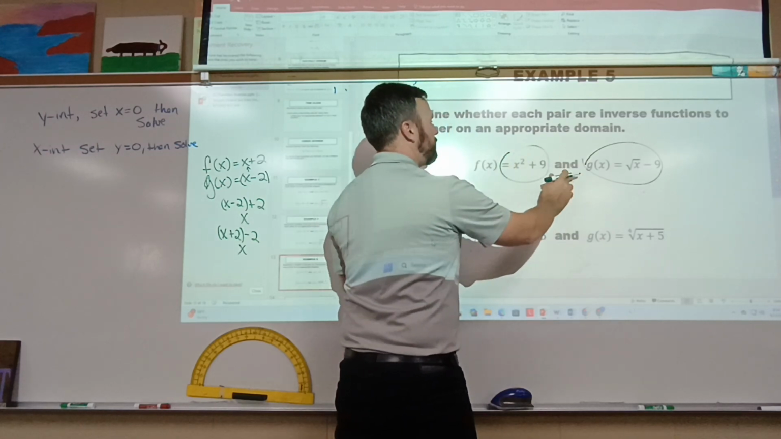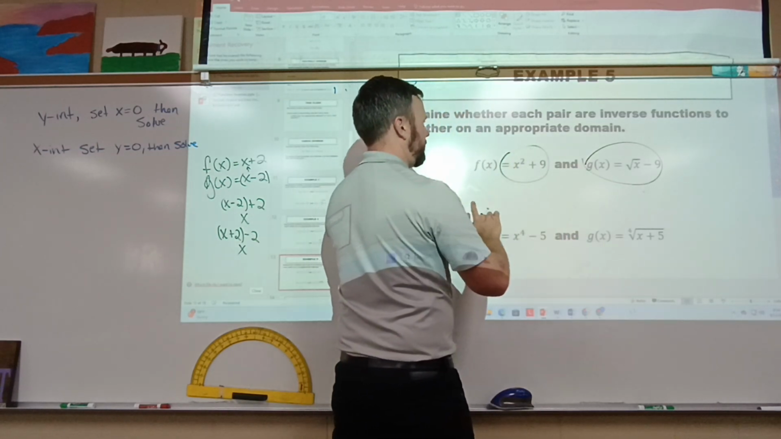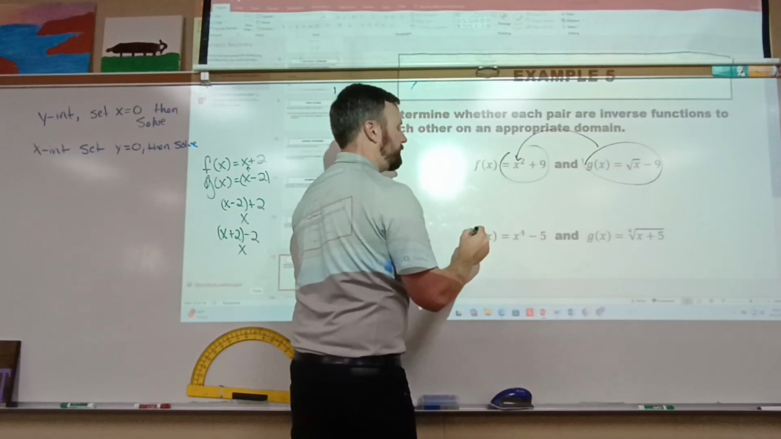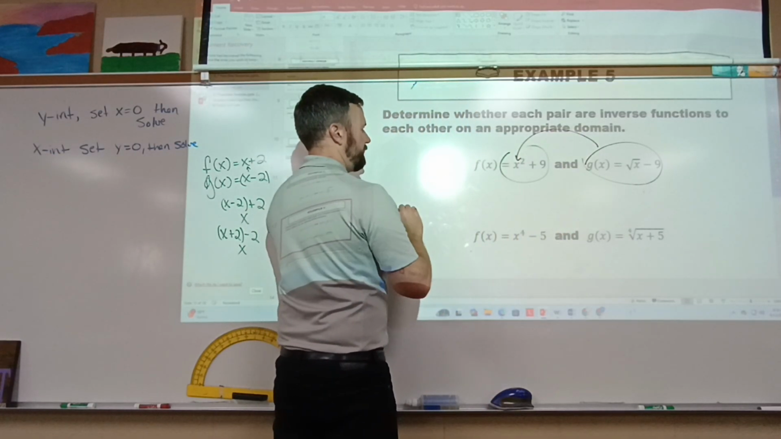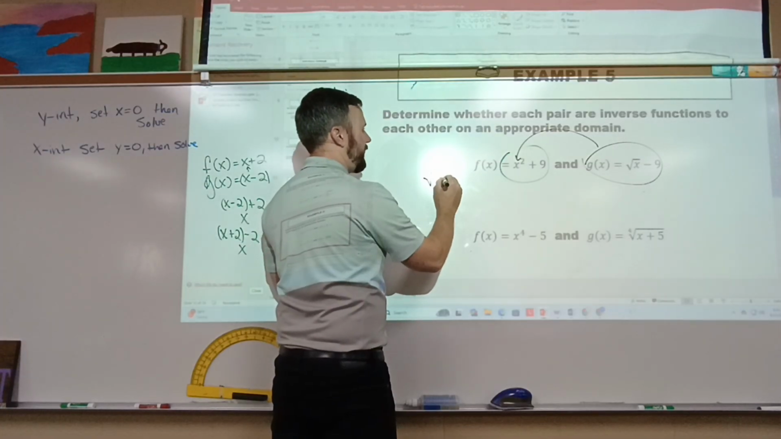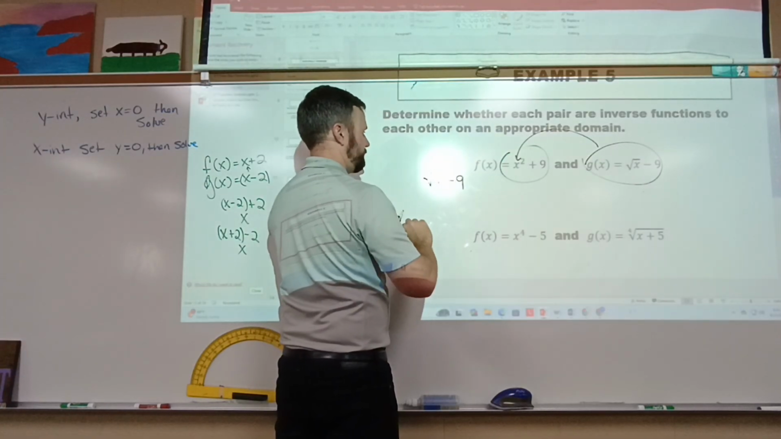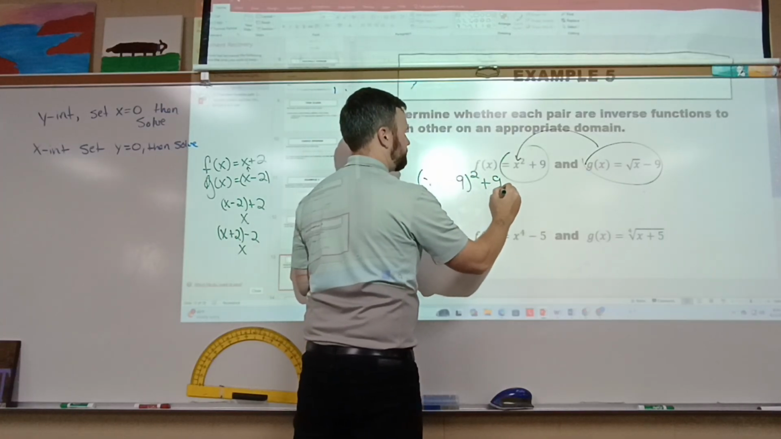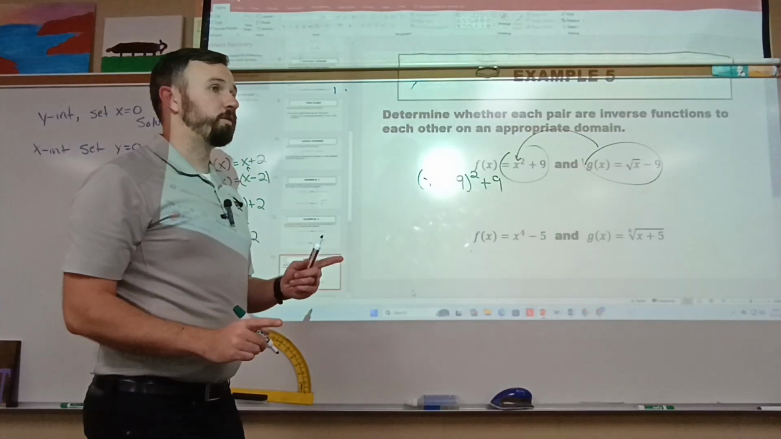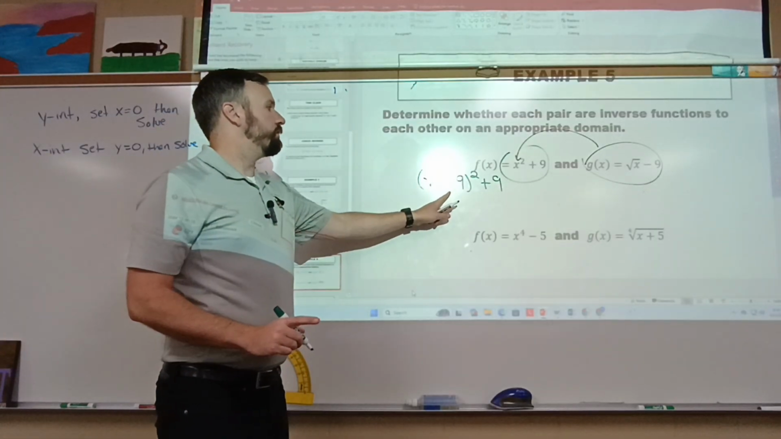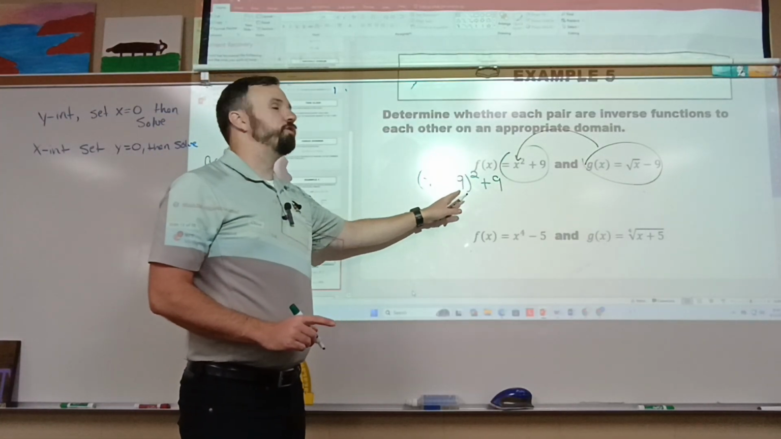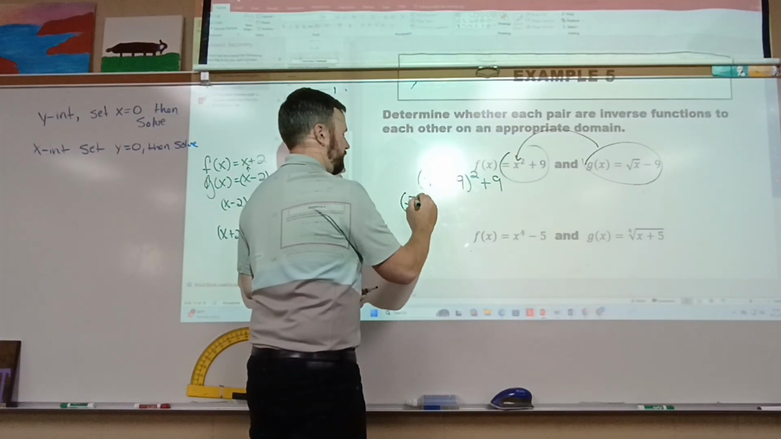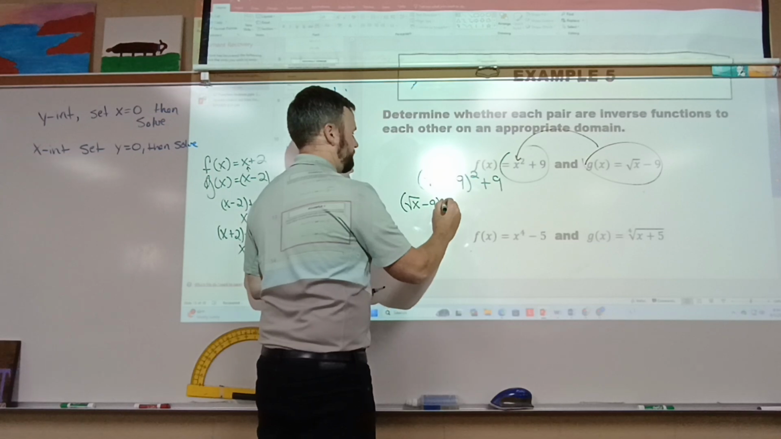All right, so we need to do our f of g of x and our g of f of x. So again, I'm going to plug my brown into my green and see what happens. Okay? So I'm going to do square root of x minus 9, squared, plus 9. Now be careful. When I go to do that, can I just cancel or put that 2 into both parts? No.